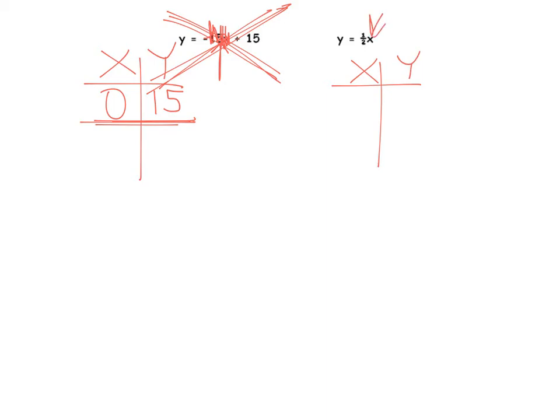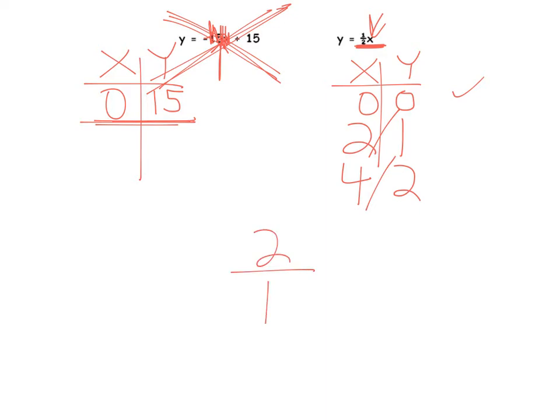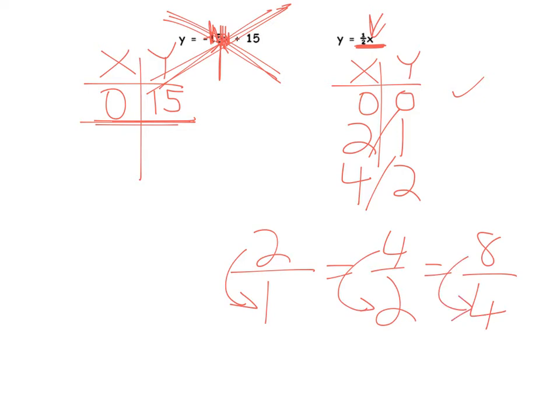If I plug in 0 for x, 1/2 times 0 is 0, so that's good. And then am I multiplying it by just one number over and over? I am. If I plug in 2, I get 1/2 times 2 is 1. If I plug in 4, 1/2 times 4 is 2. So if I start making fractions, 2/1, 4/2, if I did it again, I'd get 8/4. Are all these the same? They are. These all are equal. So this is a proportional relationship.